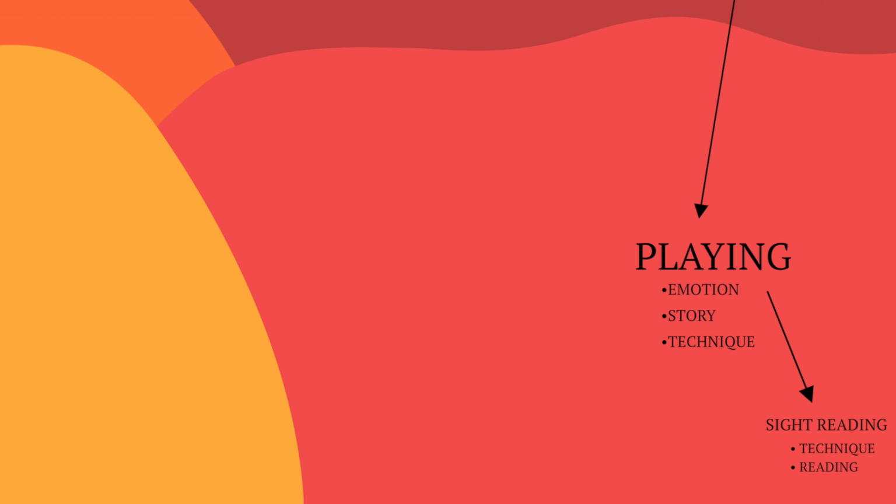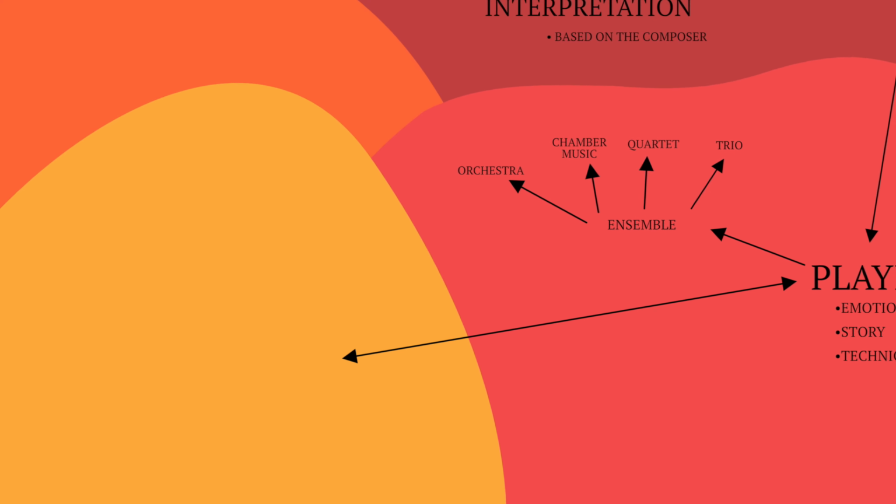Playing itself does not just involve self-isolation. There are multiple different types of ensembles you can play in. For example, a full orchestra, chamber music, basically a small orchestra, a quartet made out of 4 people, or a trio made out of 3 people. I highly recommend playing together with others. It's a lot of fun and you're gonna learn a lot about music.